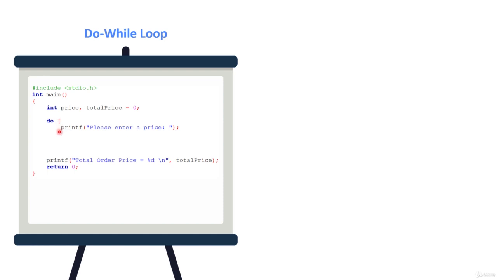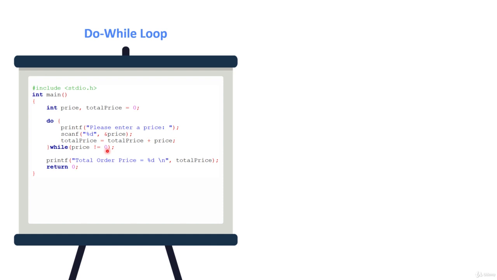So you just print out a corresponding message to the user to enter a price, and then you read the value from the console, then you add it to the total price, and then you specify that all of these curly brackets are the loop body, and it's going to run while the price is not equal to 0. So basically it's the same as the previous while loop.